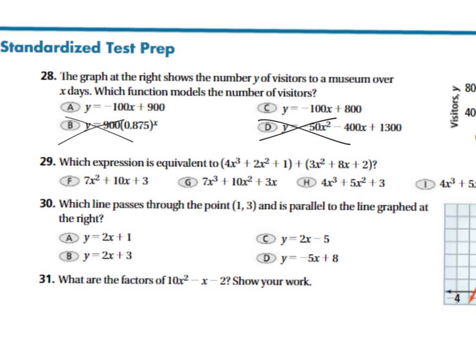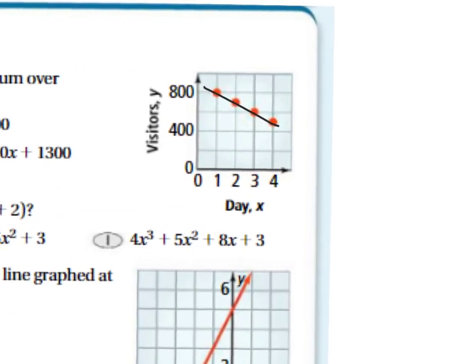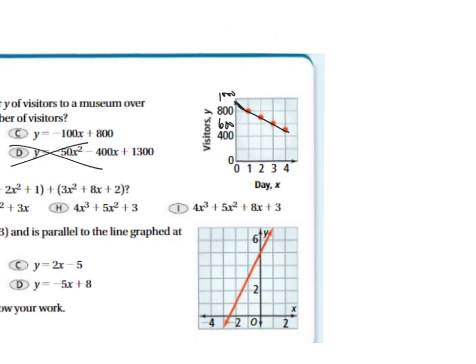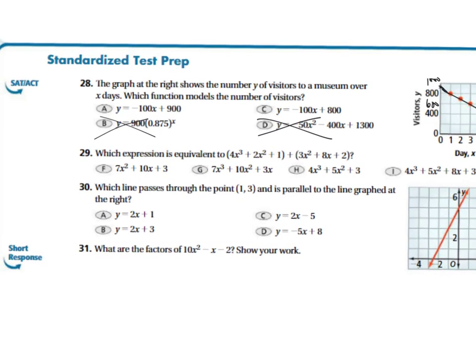And both of those have the same slope as each other, negative 100. So they both have negative slope, which is good. One has a y-intercept of 900, one has a y-intercept of 800. Well, if you look at this graph, we're already at 800 at day 1. So if we continue to go back further, that's going to take us to 900. So it is going to be choice A.